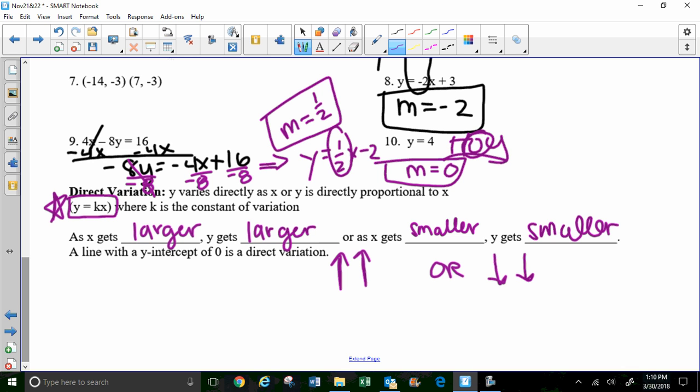And remember that a direct variation line has to have a y-intercept of 0. So remember, our line has to go through the origin. It has to go through the origin in order to be direct variation.